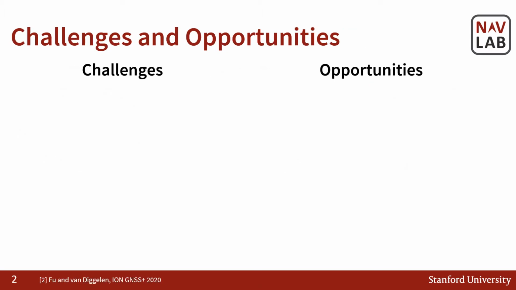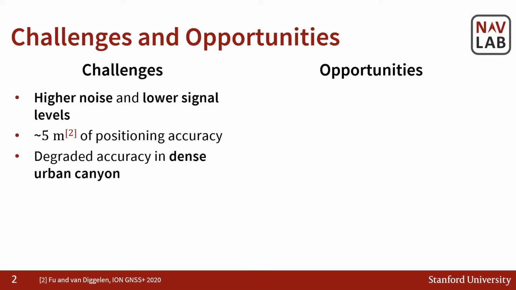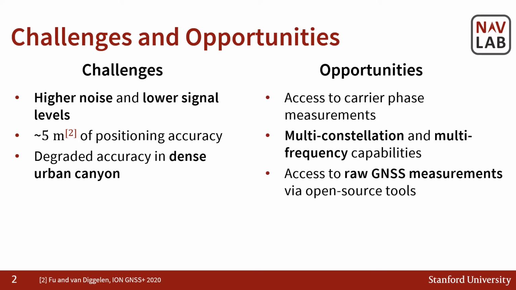What are some of the challenges that these smartphone receivers face? Well, unlike commercially available receivers, they have higher noise and lower signal levels, which limits the positioning accuracy to about 5 meters in normal urban environments, and this gets much worse in dense cities such as San Francisco and Chicago. We can, however, exploit new opportunities to advance algorithms for smartphone positioning.